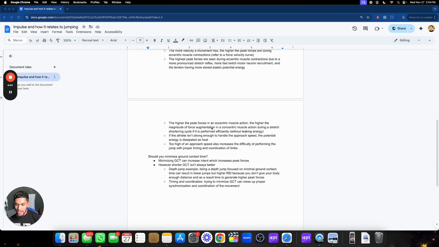But a cue that we always give is really fast ground contact times. Make the rhythm of those last two steps really, really fast. Why do we want to do that? It's because that's going to allow you to transfer that horizontal momentum into vertical momentum more efficiently. You're going to have higher eccentric forces. You're going to maximize force.